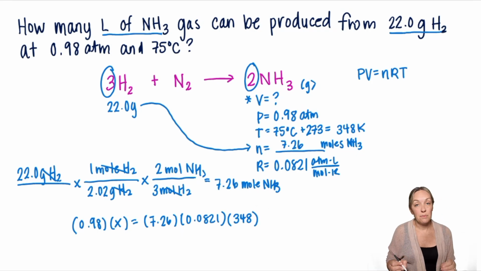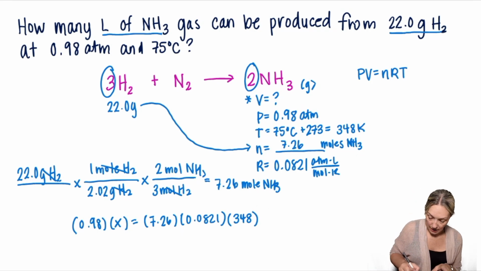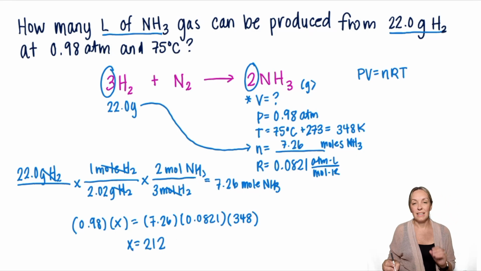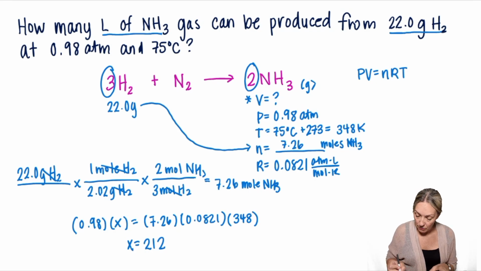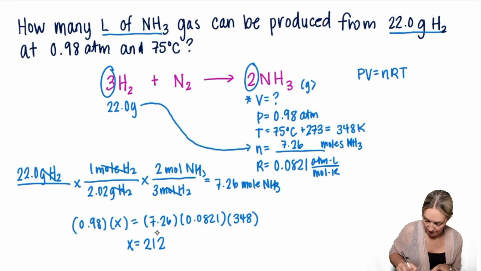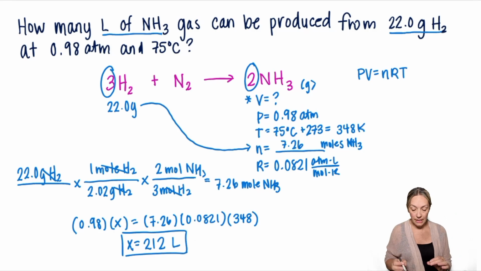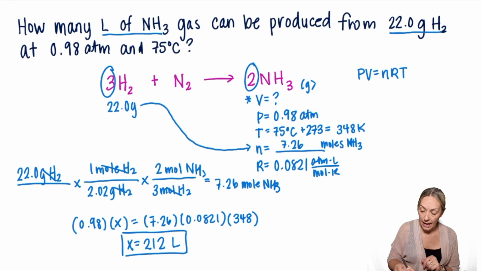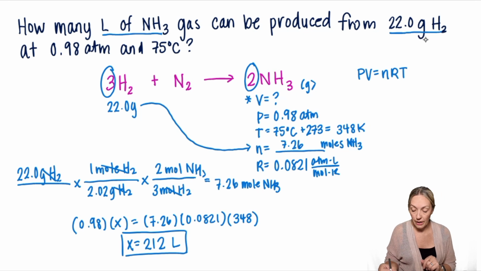Now that I have everything substituted in, I can solve for x, and x is equal to 212. It's important to put a unit on your final answer, so remember that my volume is going to come out in the unit of liters because that was the unit in my constant. I know that I'll be able to produce 212 liters of NH3 gas if I start with 22 grams of hydrogen.